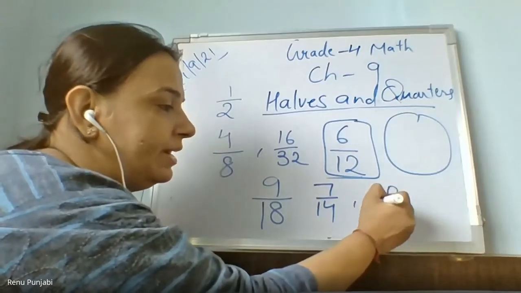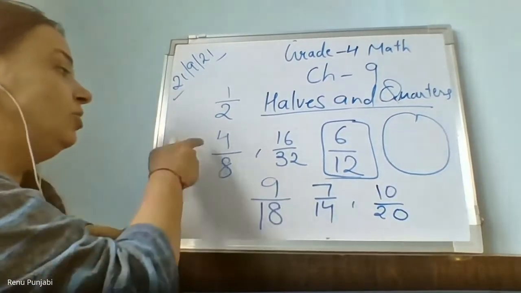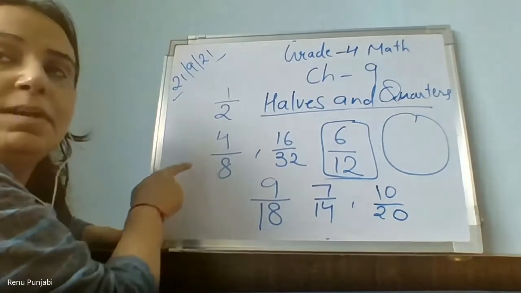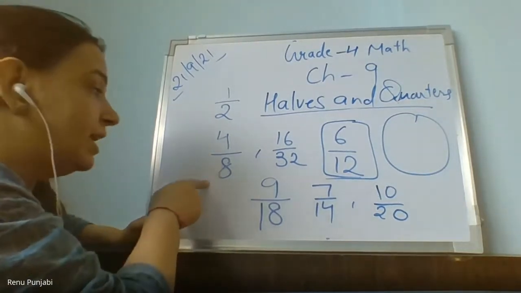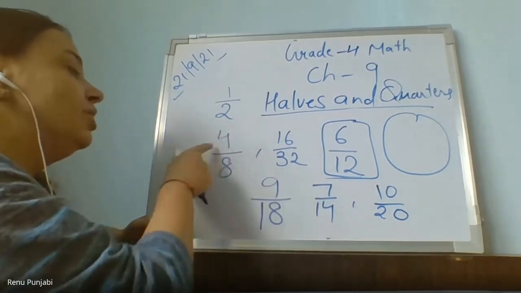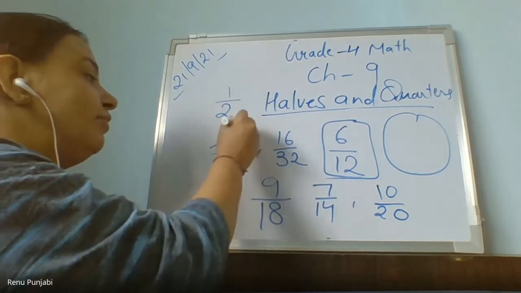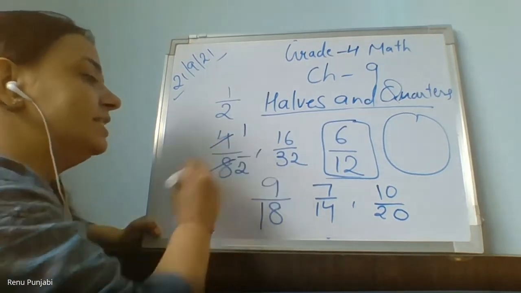10 upon 20. And children, now I will show you practically also how to simplify this. If we simplify this with the same number, it will show as 1 upon 2. It means both the numerator and denominator should come in one table. 4 ones are 4 and 4 twos are 8. Now you can see this is 1 upon 2.